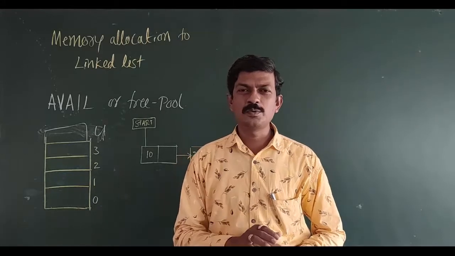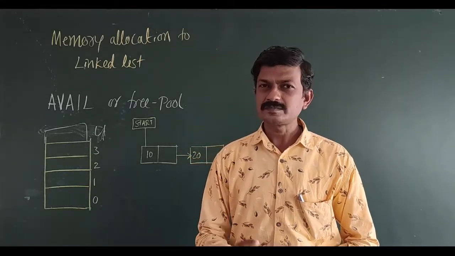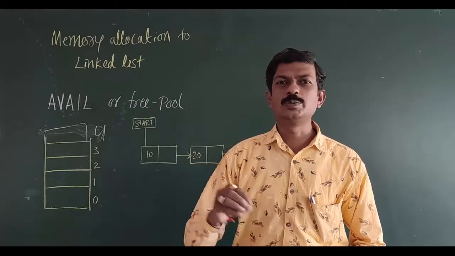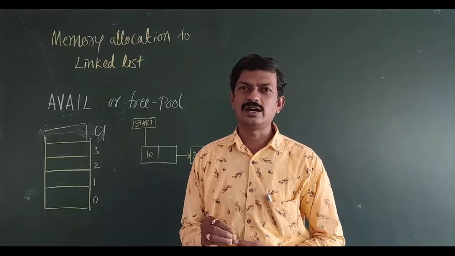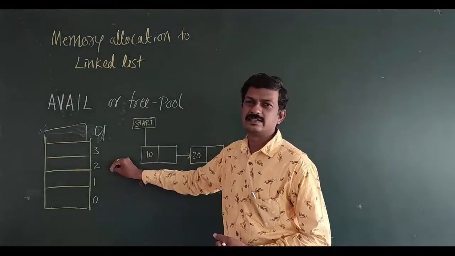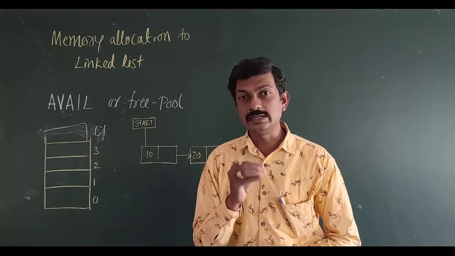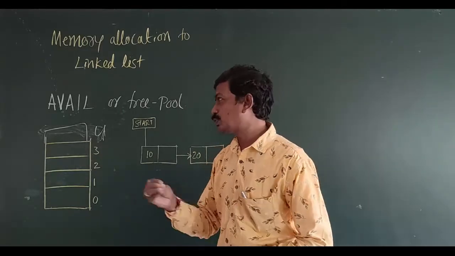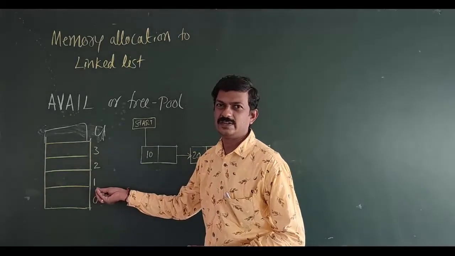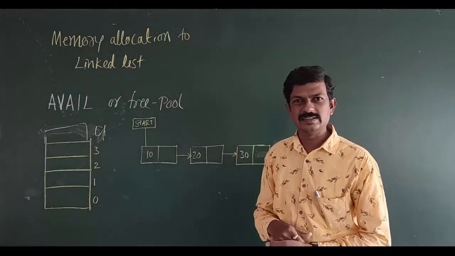When you perform insertion or dynamic allocation for a particular linked list, the operating system allocates extra space for that linked list from this available list. When you delete a node from the linked list, that deleted node is stored in this available list. That is the concept of memory allocation for the linked list.